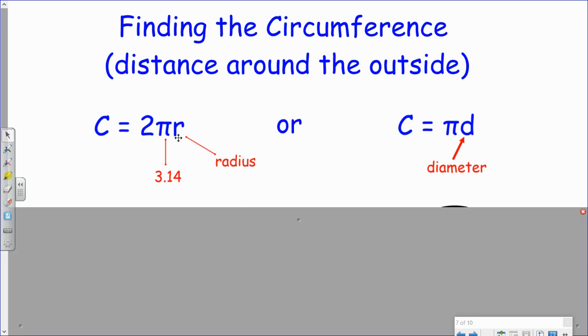Now radius, remember, the little guy in the story, just halfway across the circle. Or since you're doing two radiuses, if you were to put two radiuses across, that would be the same as a diameter. So the alternative formula you can use is circumference equals pi times diameter. And remember, pi will use 3.14. So we're going to do two samples.